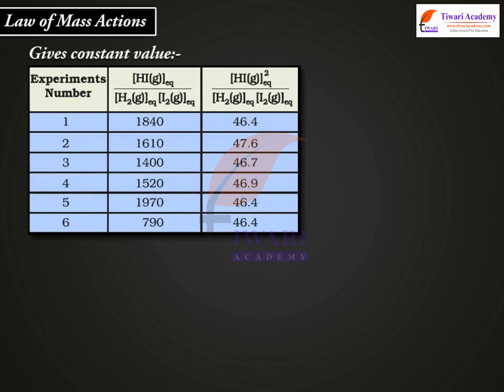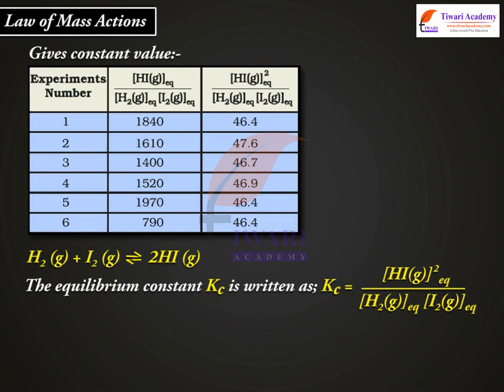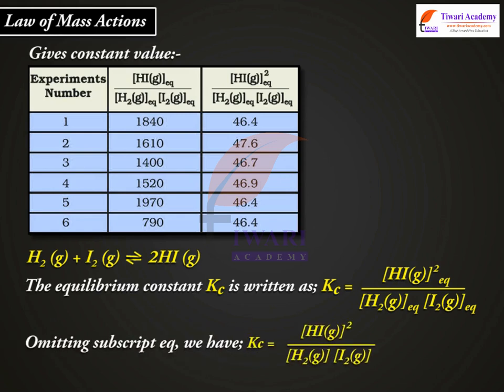as shown in the table. Therefore, for the reaction H2 gas plus I2 gas in equilibrium 2HI gas, a reversible reaction, the equilibrium constant Kc is written as Kc is equal to square of the concentration of HI gas at equilibrium upon concentration of H2 gas at equilibrium into concentration of I2 gas at equilibrium. Omitting the subscript equilibrium, we have Kc is equal to square of the concentration of HI gas upon concentration of H2 gas into concentration of I2 gas.